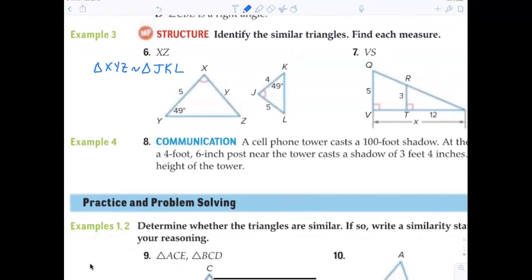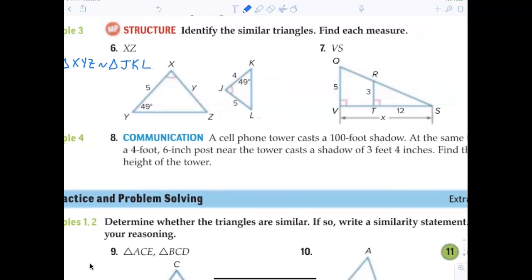And then we want to find XZ. So we would say what? We just need to set up a quick proportion. What would we say? Well, I would say 4 over 5 is a possibility, right? So I have 4 over 5. Now, 4 corresponds to JK. Does everybody see that? So now I look over here. JK would correspond to what?